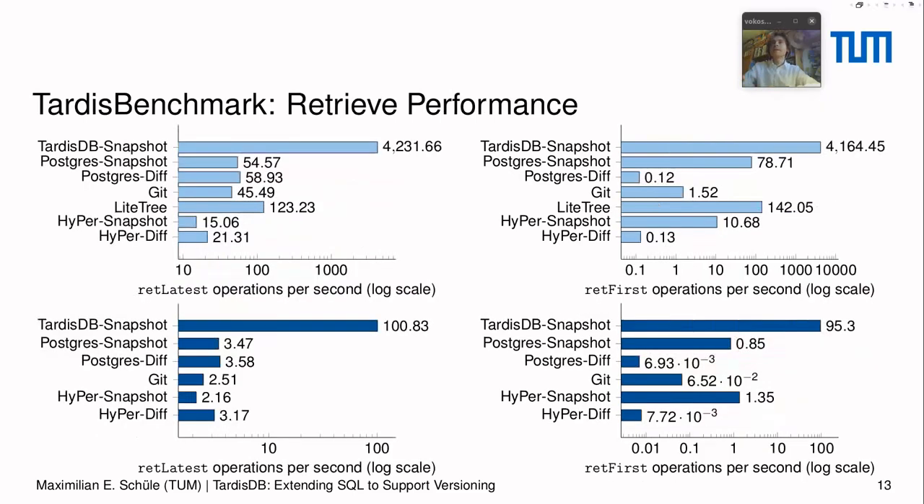Let's have a look at the retrieve performance, on retrieve latest and retrieve first. As we see, TardisDB was optimized for this workload, and TardisDB allows the most operations per second, so it is the fastest. This is also the case for retrieving the first version, as TardisDB is highly optimized for retrieving versions within a chain.